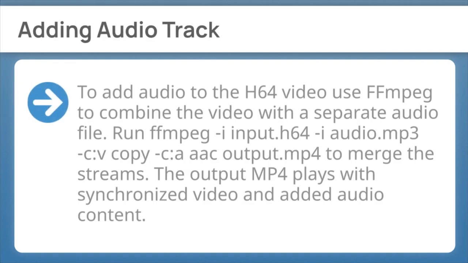Finally, adding an audio track. To add audio to the H64 video, use FFmpeg to combine the video with a separate audio file. Run ffmpeg -i input.h64 -i audio.mp3 -c:v copy -c:a aac output.mp4 to merge the streams. The output MP4 plays with synchronized video and added audio content.